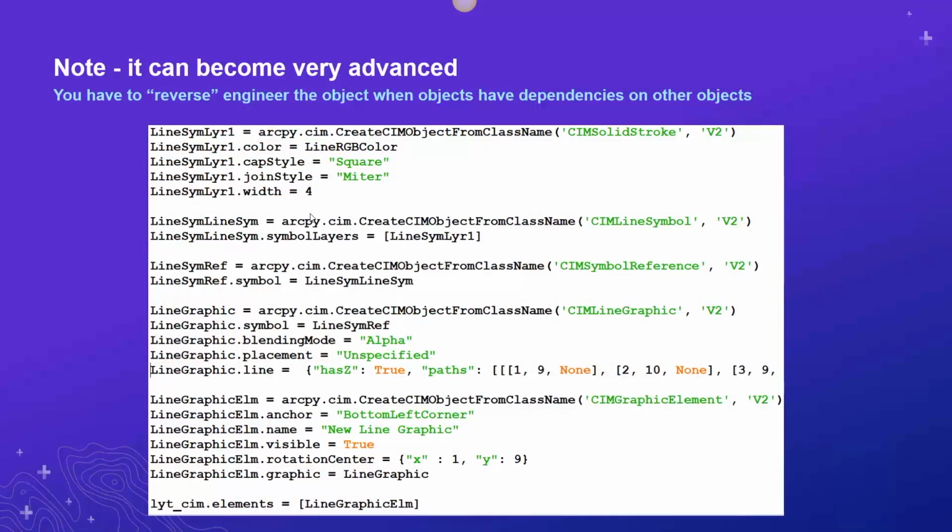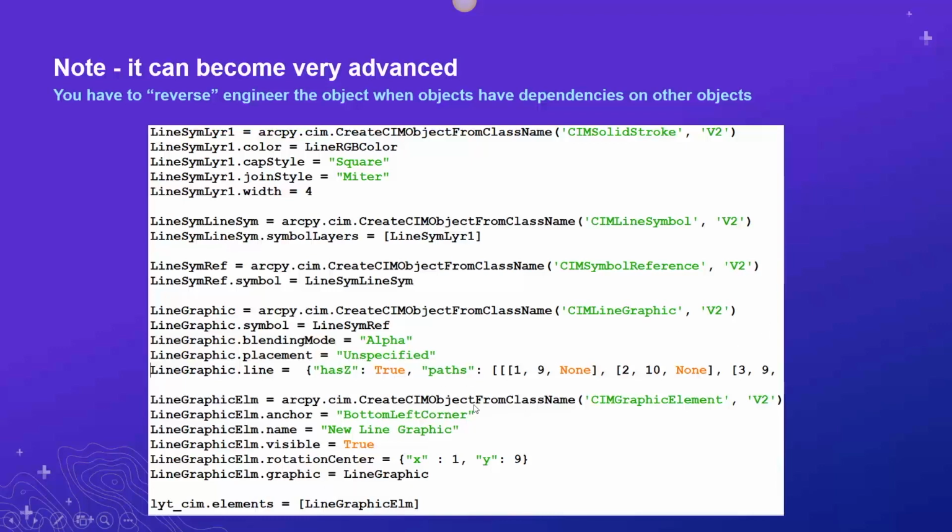The process of creating these classes can be very complicated. And here's just a simple script that goes in and creates a line element on a layout. So here at the very bottom, we have the layout sim, and we're adding this graphic that we eventually created to the elements list. But when you have objects that have dependencies on other objects that need to be created, you kind of have to reverse engineer the whole process. So let's look at this.